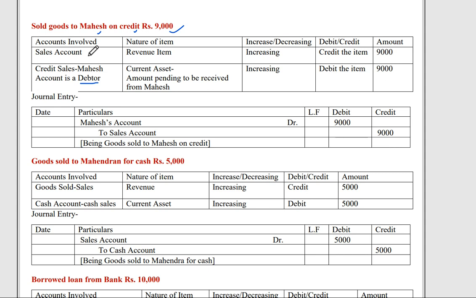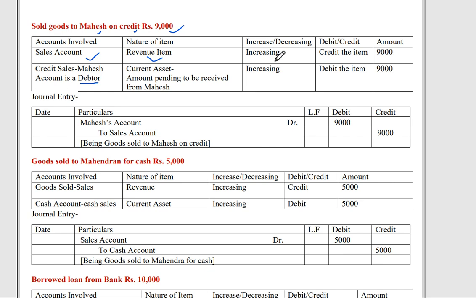Here two accounts are being affected. One is the sales account. Assume that you are a manufacturer of pens, and now you sold those pens to Mahesh. Whether he pays you money in the form of cash or credit, it is a revenue item for you, it is giving you money. That may be today or tomorrow, but it is going to give you money for sure. So sales account is a revenue item.